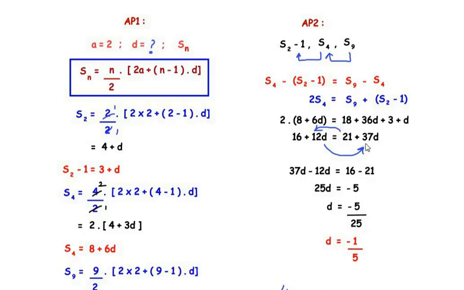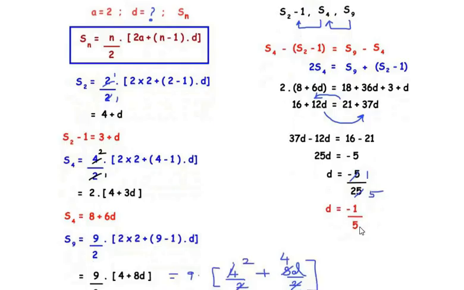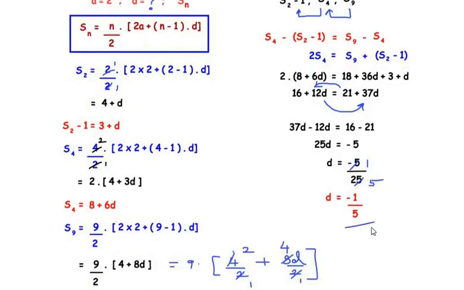So here we get 37D minus 12D is equal to 16 minus 21. Now 37 minus 12 gives us 25D is equal to 16 minus 21, which is minus 5. Now dividing both the sides by 25, we get the common difference D as negative 5 over 25. Now 5 divides 25, that is 5 1 times is 5 and 5 5 times is 25. So the common difference of the first AP we get here is negative 1 over 5. So this is going to be our answer.